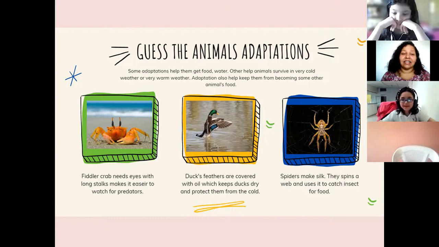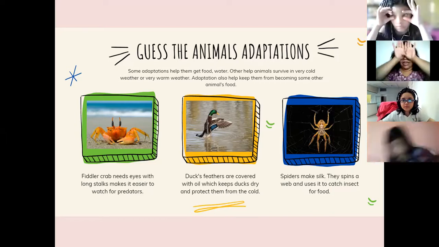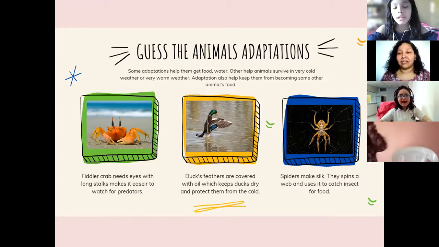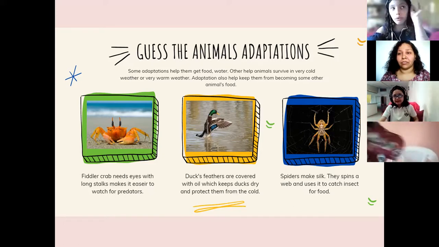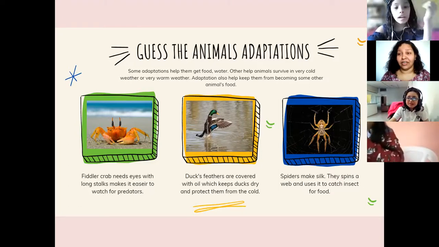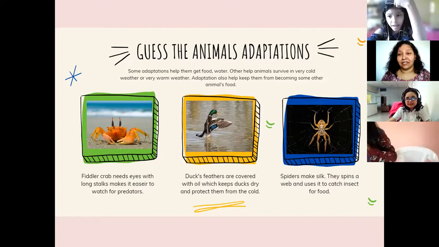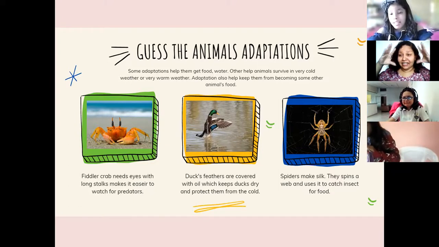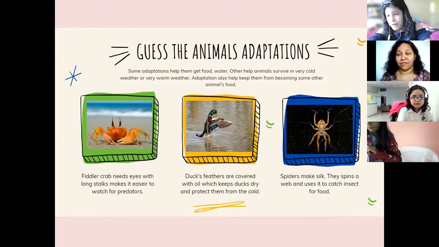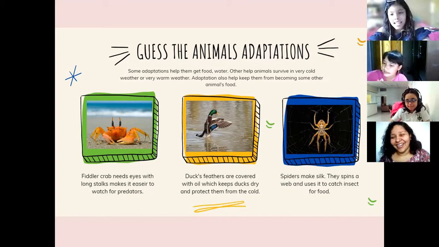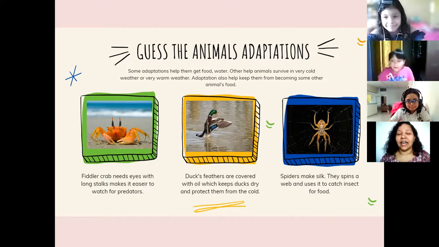Okay, so they have the eyes on very long stalks to make it easy to watch for predators, so they can move them like that. Imagine that we had our eyes like this, and you look this way and that way. They have the eyes like that because they can move them. They keep them inside and then the eyes come up. I see them because when my grandmother makes crab soup, I see its eyes, which are so scary. Yeah, I know. What about the duck's feather?